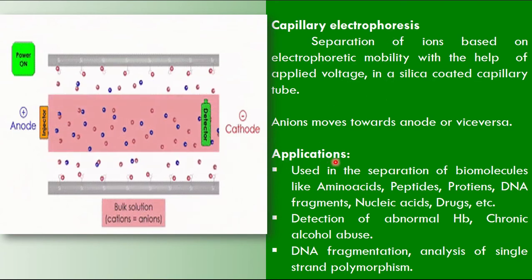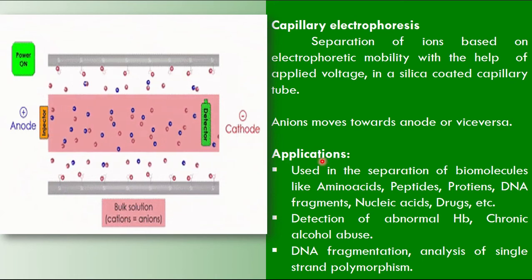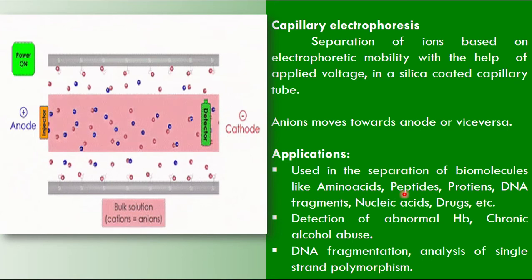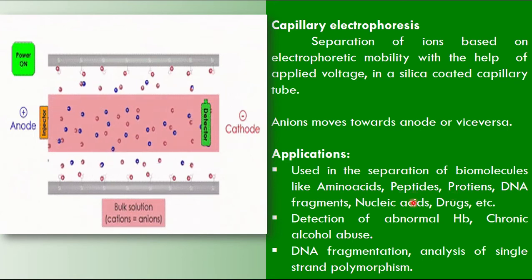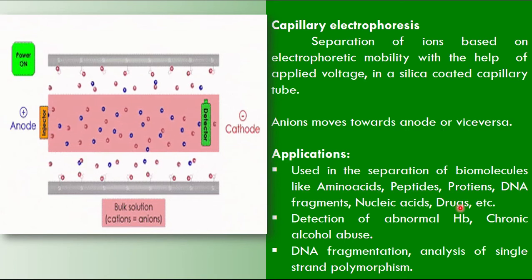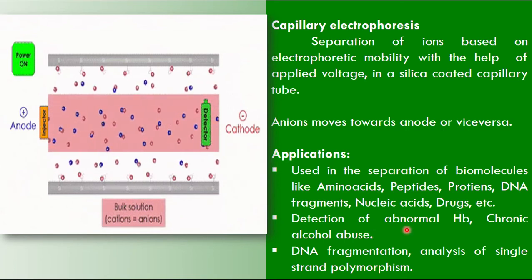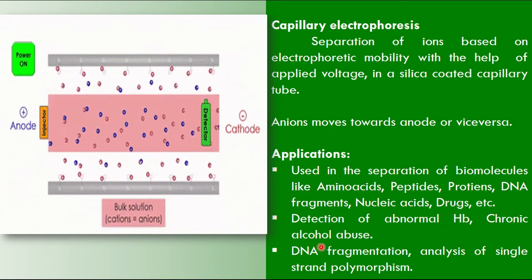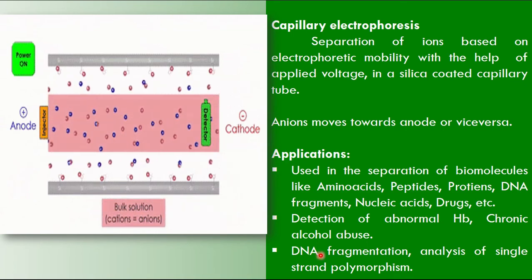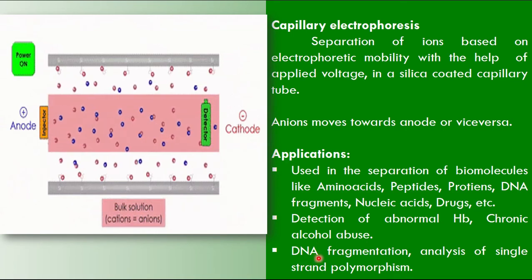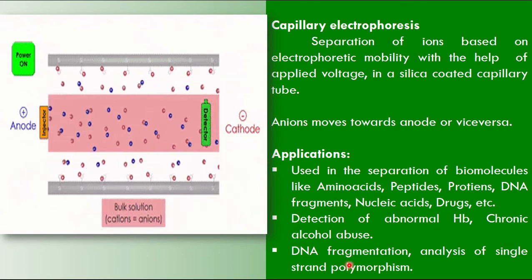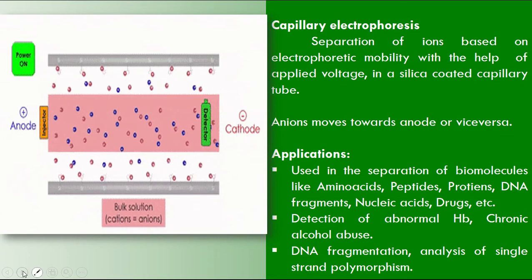Applications of capillary electrophoresis are: it is used for the separation of biomolecules like amino acids, peptides, proteins, DNA fragments, nucleic acids and other drugs. It is also used to detect abnormal hemoglobin and chronic alcohol abuse. The process of capillary electrophoresis is also used in DNA fragmentation and also for the analysis of single strand polymorphism.